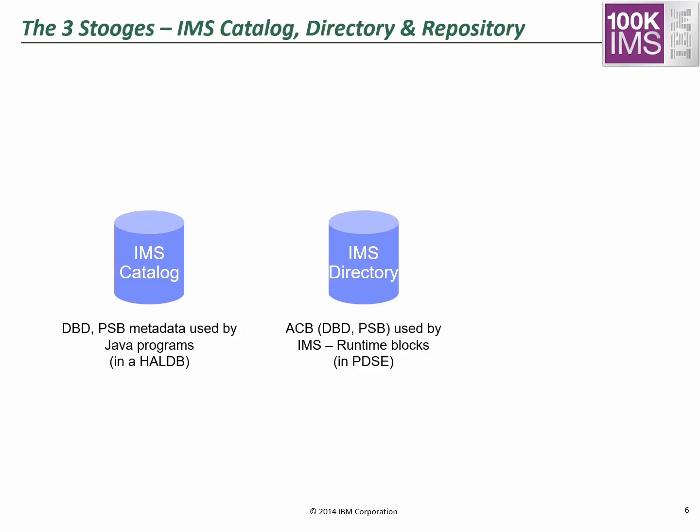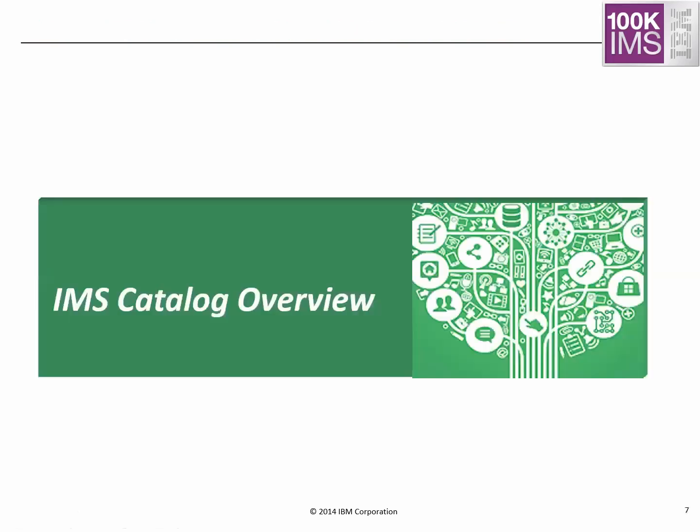And by the way, the IMS directory is implemented when you implement IMS managed ACBs. If you don't implement IMS managed ACBs, these ACB blocks that are in the IMS directory then reside in an ACB library. So I want to clarify the confusion between the catalog, the directory, and the repository. Three separate entities within IMS. So hopefully that clarifies the confusion.